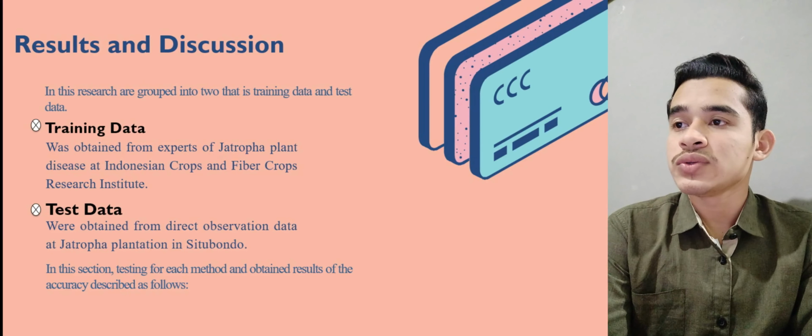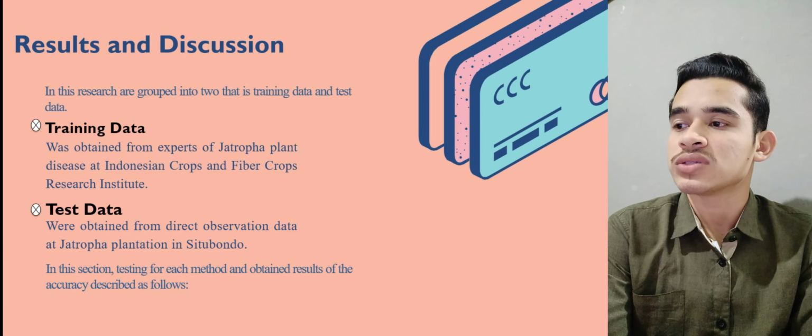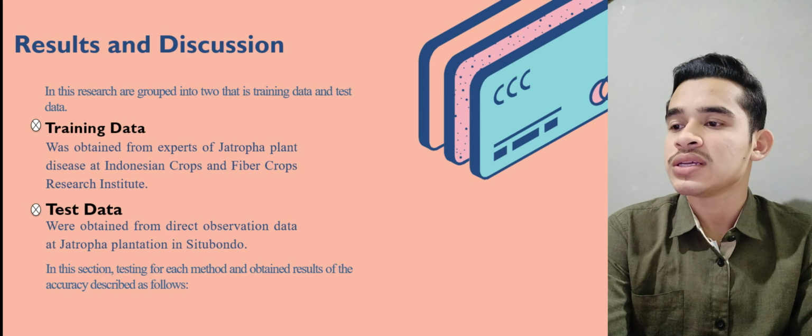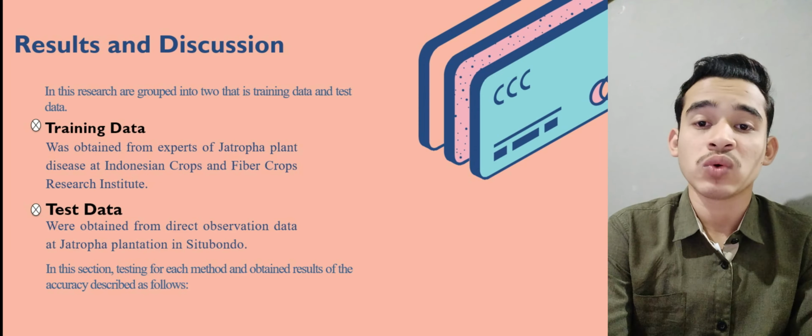Next, results and discussion. In this section, data are grouped into two, that is training data and test data. Training data was obtained from experts of Jatropha plant disease at the Indonesian Sweetener and Fiber Crops Research Institute. Test data were obtained from direct observation data at a Jatropha plantation in Situbondo. In this section, we test the methods and obtain the accuracy results described as follows.